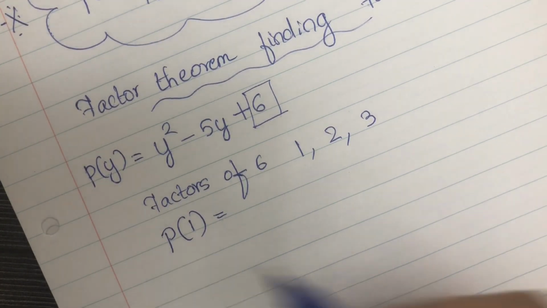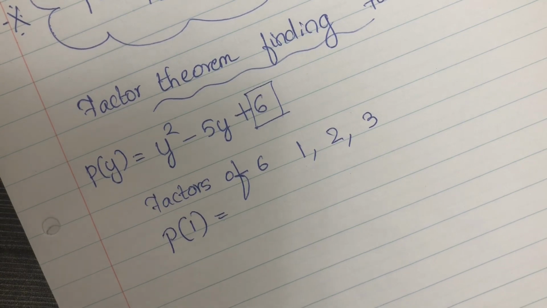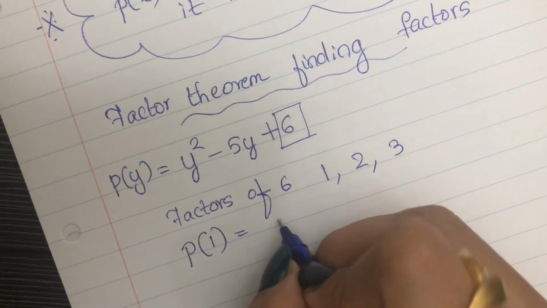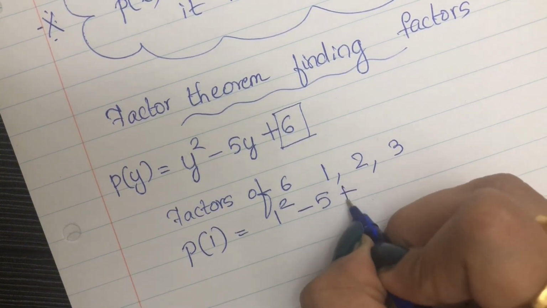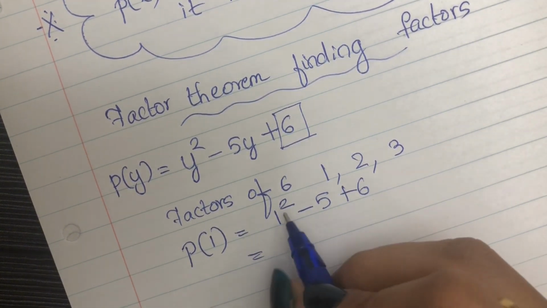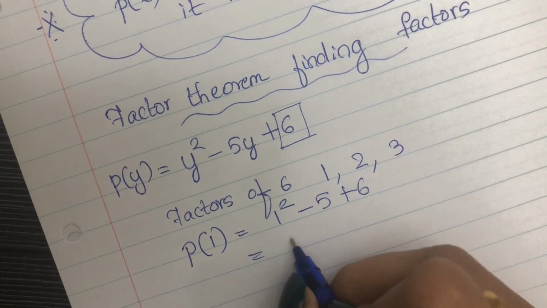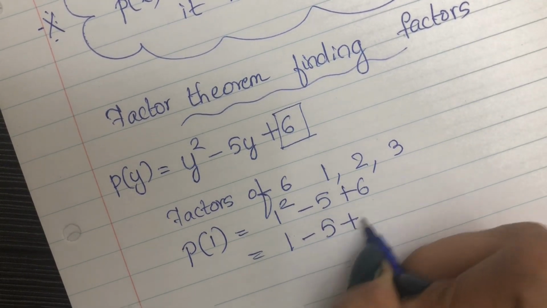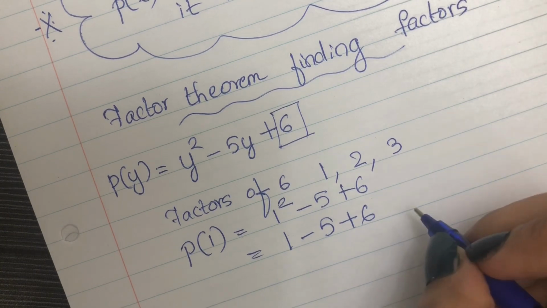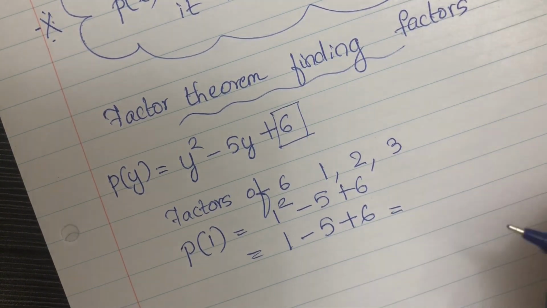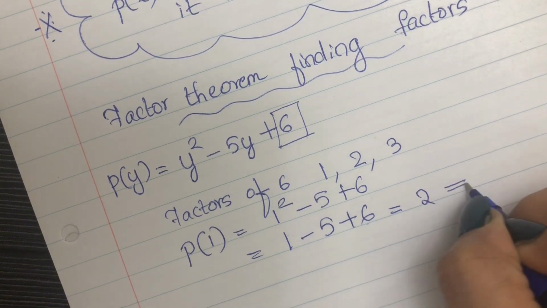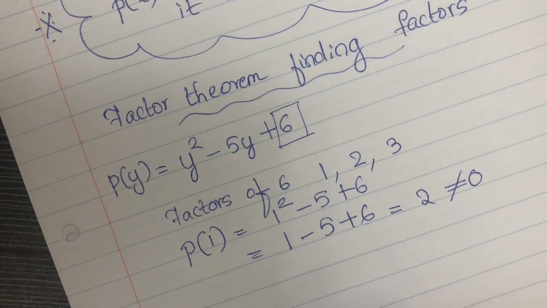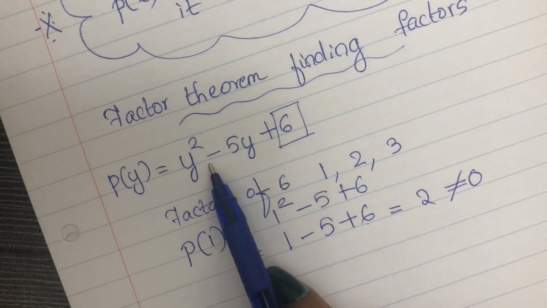So first one, P of 1. P of 1 is what? 1 square minus 5 plus 6. So how much is it? 1 minus 5 plus 6, which is 6 plus 1, 7, minus 5 is 2. It is not equal to 0. So 1 is not a factor of P of y.